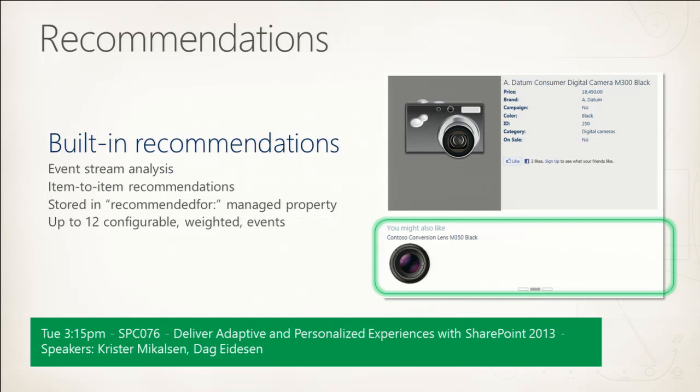But then if you feed that information back to the analytics engine through an event stream, the analytics engine is then able to do item-to-item recommendations for you. So you get all that for free. And the only thing you have to do is register your custom event, and you can have up to 12 of those. Make sure that you feed the events back to the search service. We have a separate API for that. And then you can search for recommendations by the recommended for managed property. And we also had a session on Tuesday. You might want to watch the recording on that one to see it.